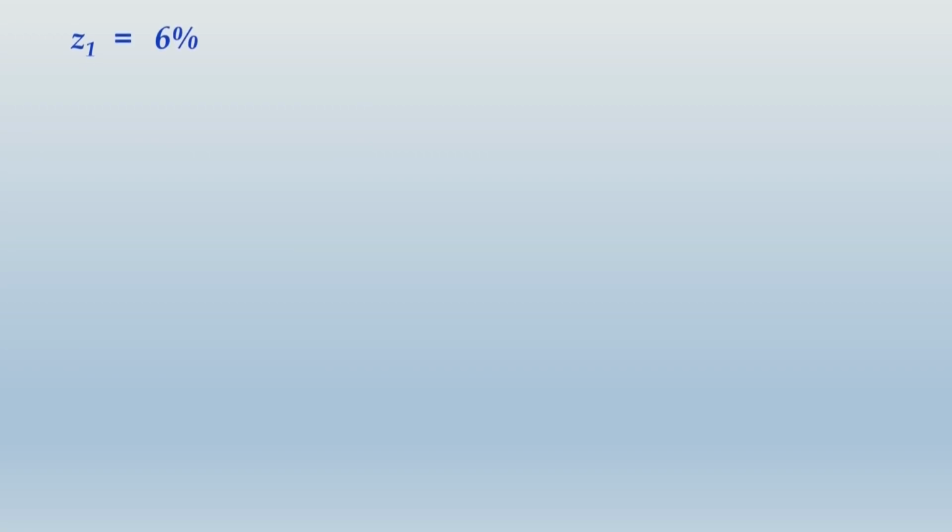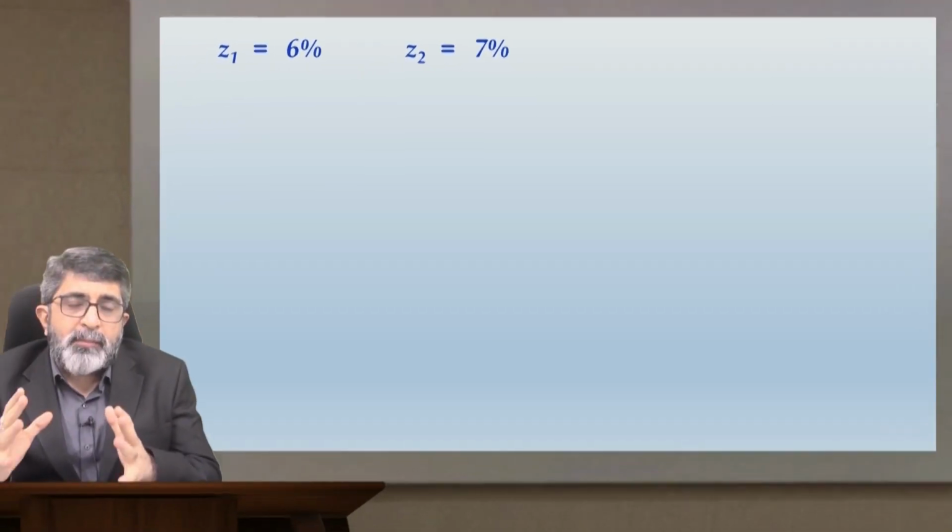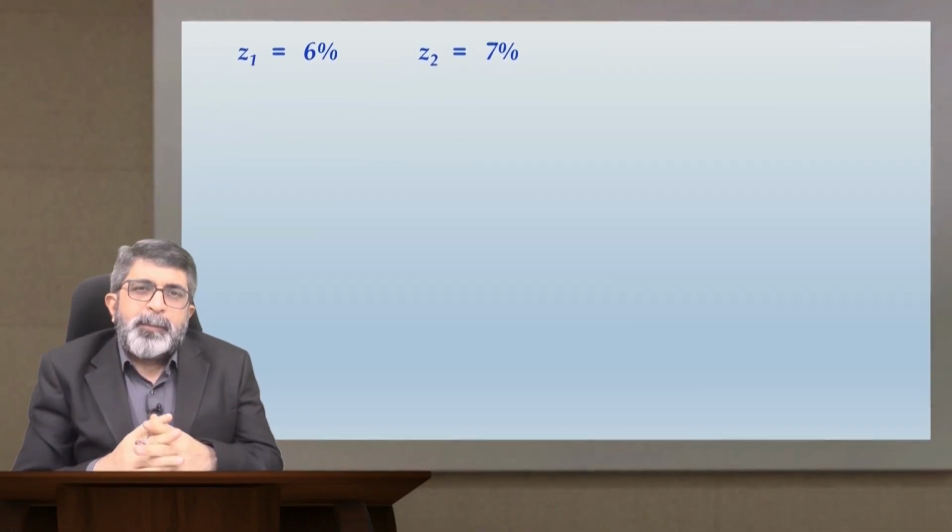Let us move ahead, and now we try to apply something beyond this. So Z1 is 6%, Z2 is 7%. If I ask you to find the discount factors through these spot rates, I'm sure you remember what discount factors are.